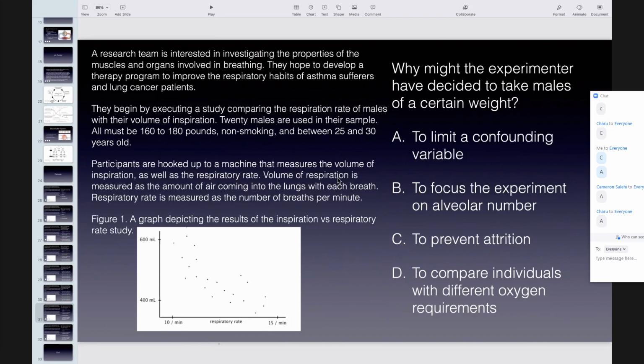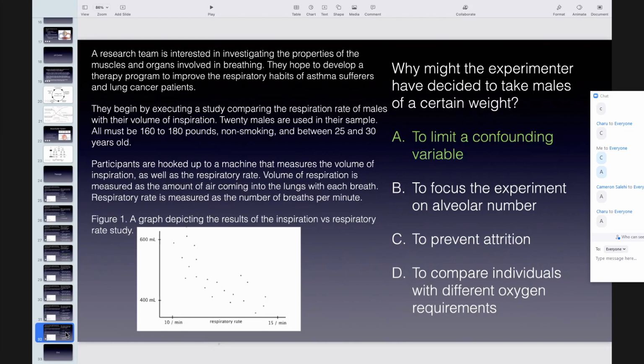All right, I think you guys got this. So it is A, to limit the confounding variable. Remember, people of different weights can lead to hypoventilation. It's measuring volume of respiration. And if you have a different weight, that can lead to different volumes you breathe in, different volumes you breathe out. And that is a confounding variable. That is something that might get in the way of your results.